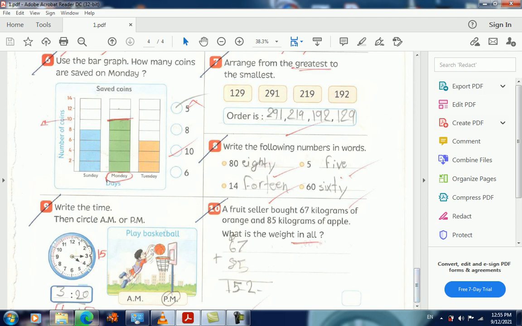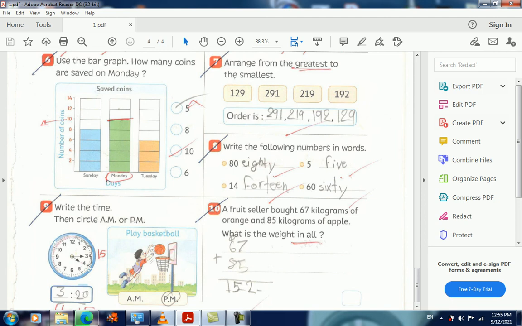Now to number 8. Write the following numbers in words. So the first one is 80. How do we spell 80? E-I-G-H-T-Y. The second one beside it is 5. So 5 is F-I-V-E. Then 14, which is 1 and 4. How is it written? It's F-O-U-R-T-E-E-N, not F-O, it's F-O-U. Then 60 is S-I-X-T-Y.